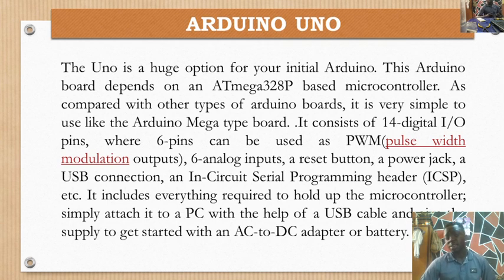So this Arduino board, that is the Arduino Uno board, is based on the ATmega 328P microcontroller, which we are still going to talk about. As compared with other types of Arduino board, like the Arduino Mega, the Arduino Uno board is very, very simple to use. All you need is to have the basic understanding of electronics, and then you need to know a little programming. But as time goes, you learn more. So it consists of 14 digital input output pins.